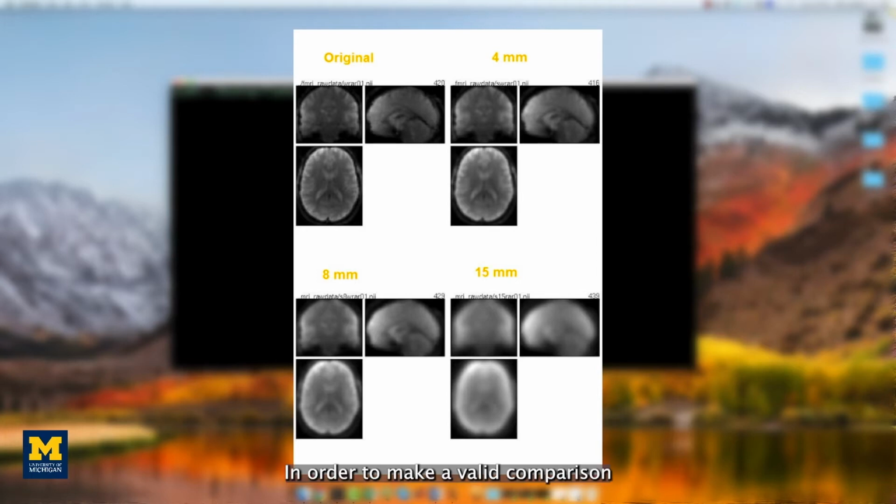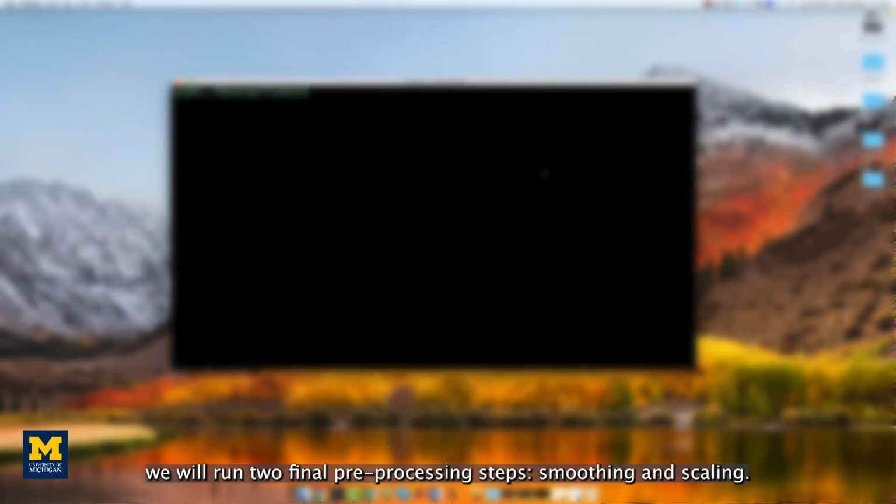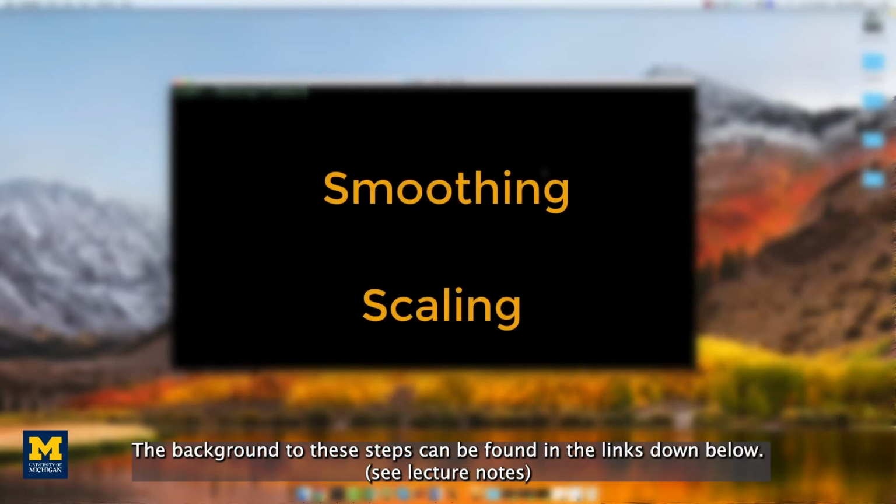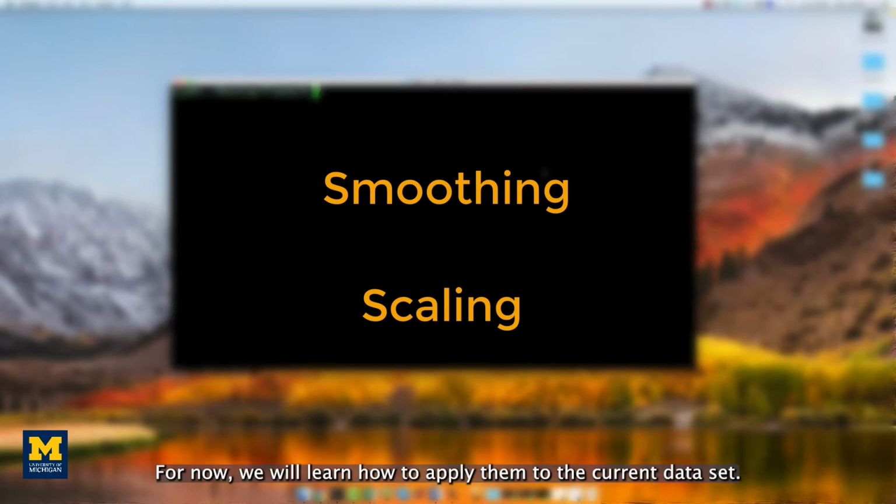In order to make a valid comparison with the sub-08 data that we analyzed in the AFNI tutorial, we will run two final preprocessing steps: smoothing and scaling. The background to these steps can be found in the links down below. For now, we will learn how to apply them to the current dataset.